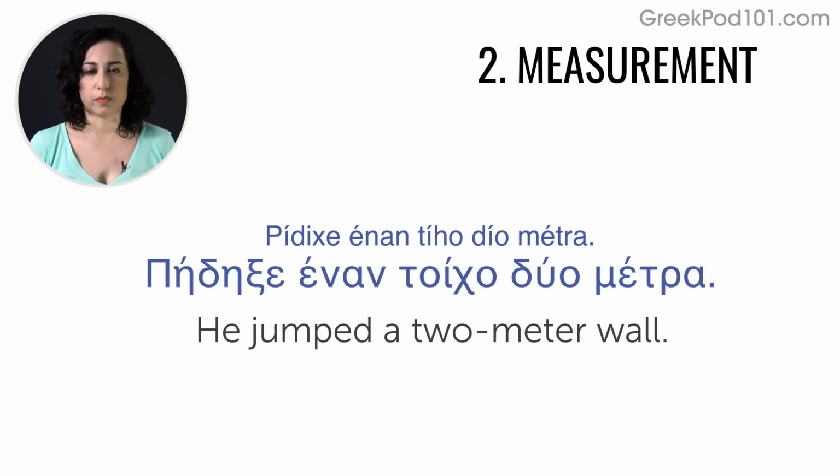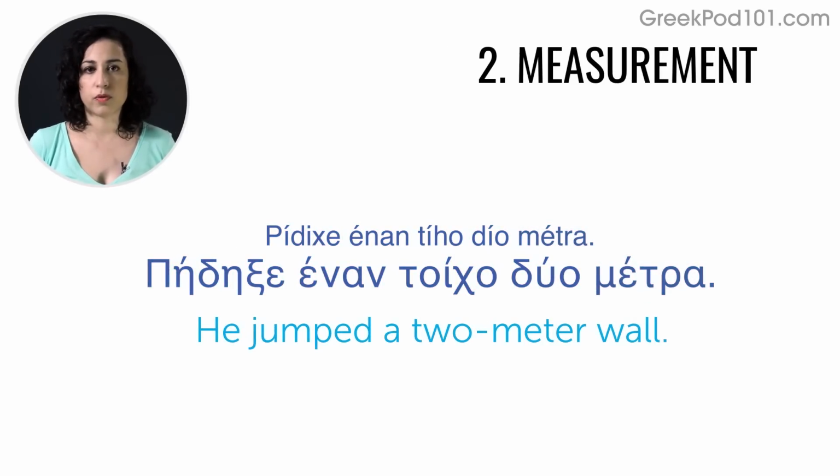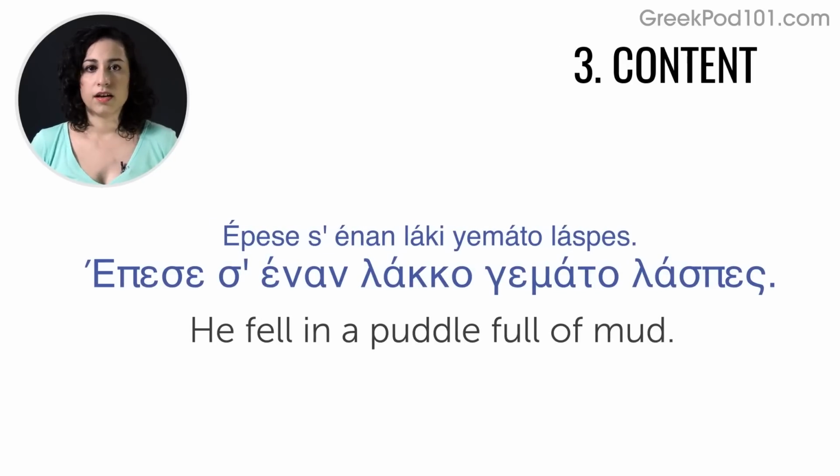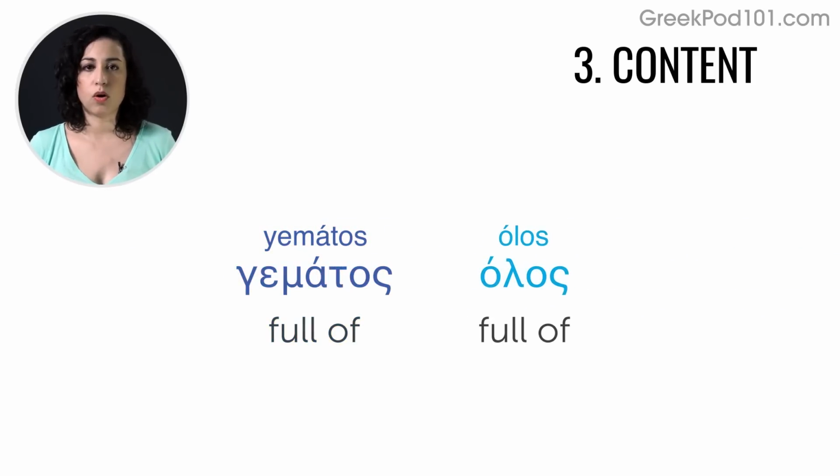Number 2. Measurement. Πήδηξε έναν τοίχο 2 μέτρα. He jumped a 2-meter wall. Number 3. Content. Έπεσε σε ένα λάκκο γεμάτο λάσπες. He fell in a puddle full of mud. This happens usually with the adjectives γεμάτος, full of, and όλος, also meaning full of.